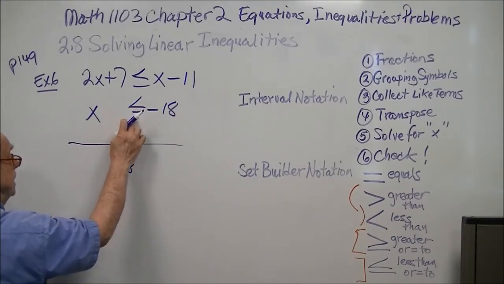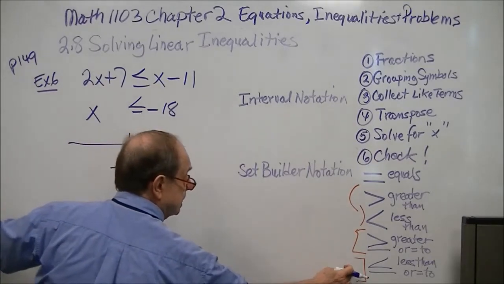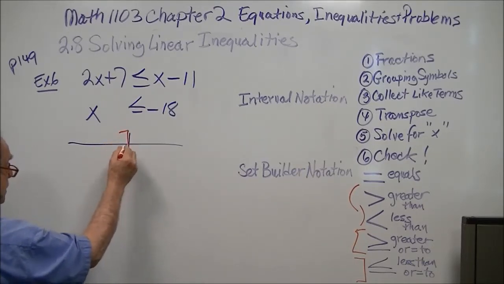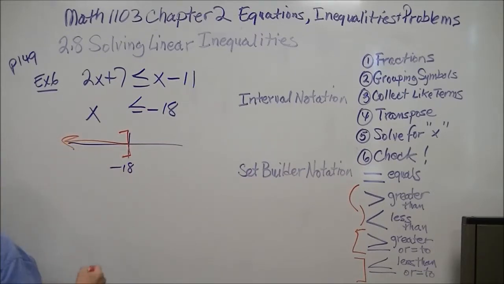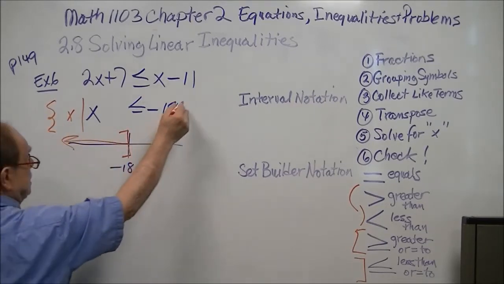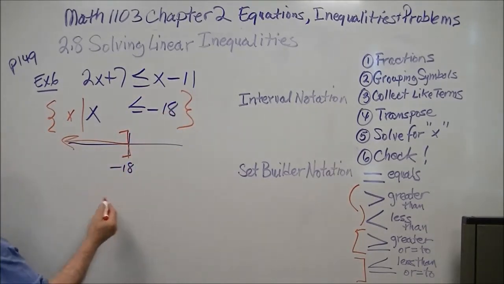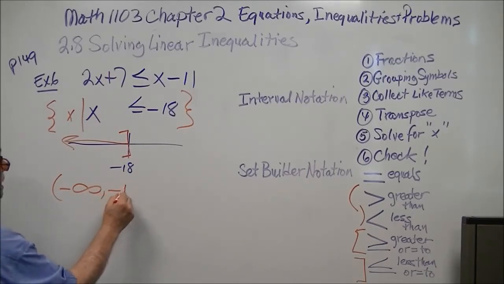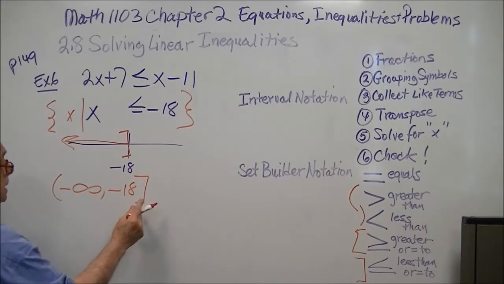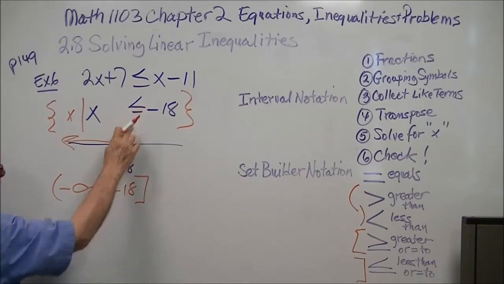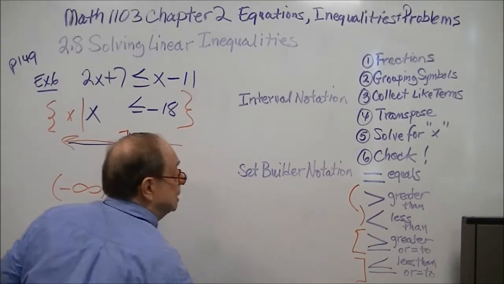This is less than or equal to, we're going to use this sign, where we have it move the other direction. And our set builder notation and interval notation, it's coming from negative infinity going up to negative 18, and the bracket indicates it's included in the set. Remember, we use a bracket when it's also equal.